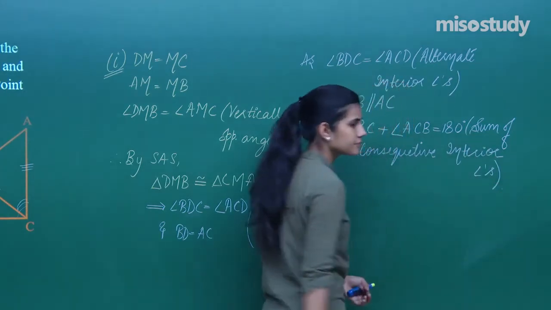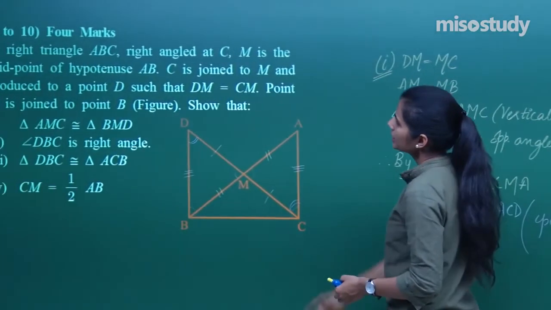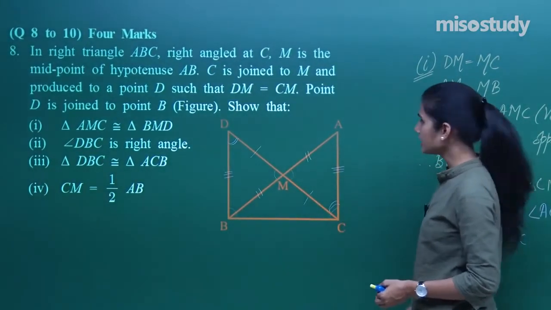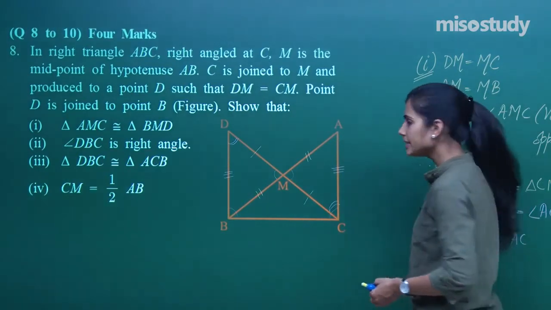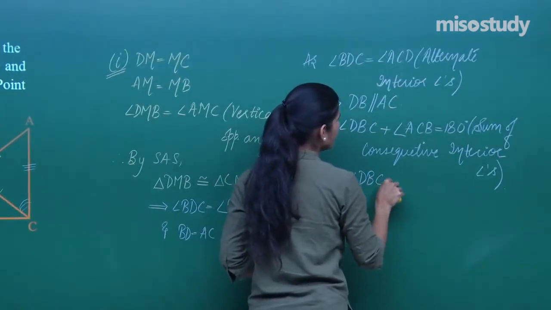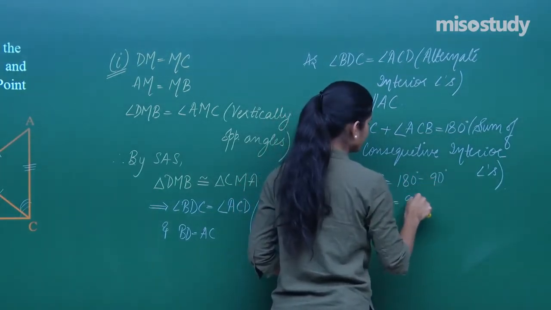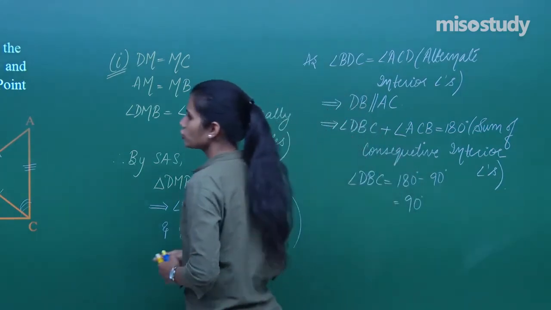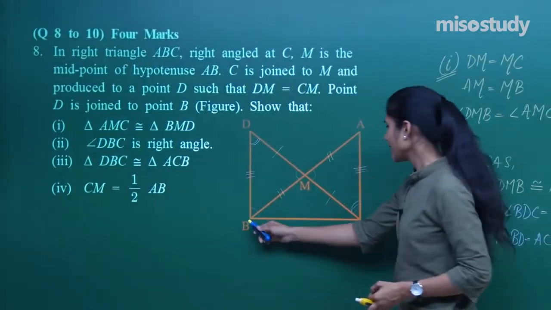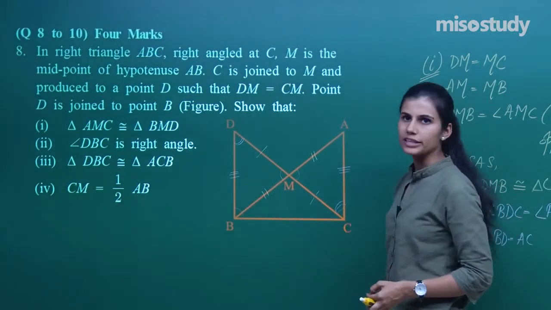It is given to you in the question that triangle ABC is right angled at C. That means this angle C is 90 degrees. So you have angle ACB is 90 degrees. If angle ACB is 90, angle DBC will be equal to 180 minus 90, which is 90. This is what you had to show in the next part, that angle DBC is a right angle. So yes, angle DBC measures same as angle ACB, and therefore both are equal to 90 degrees.